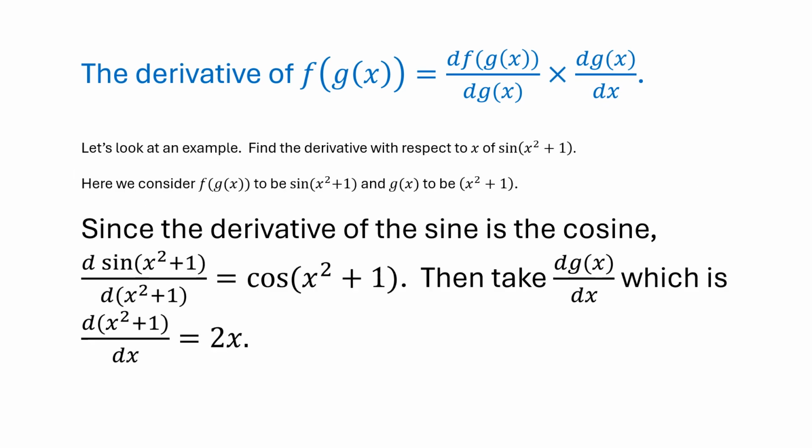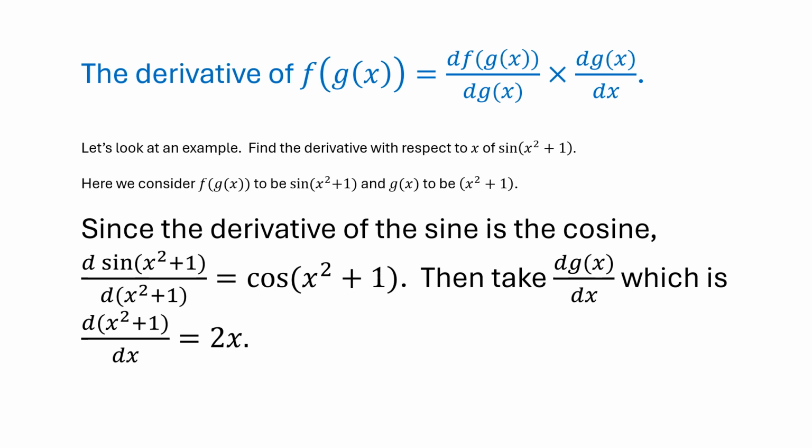Since the derivative of the sine is the cosine, the derivative of sine of x squared plus 1 with respect to x squared plus 1 is simply the cosine of x squared plus 1. But we're not finished. We didn't take the derivative of the sine of x. We took the derivative of sine of x squared plus 1. Then we have to take that into account.